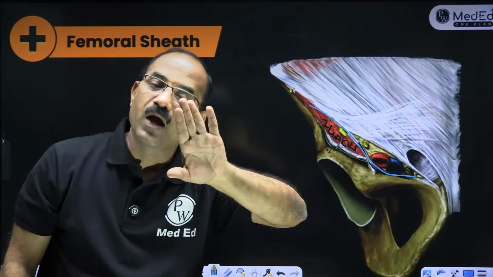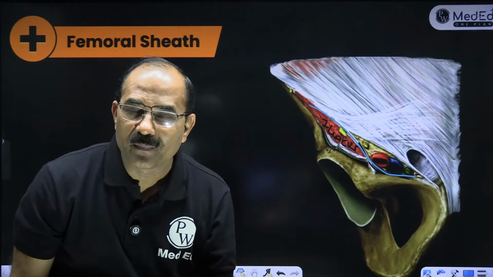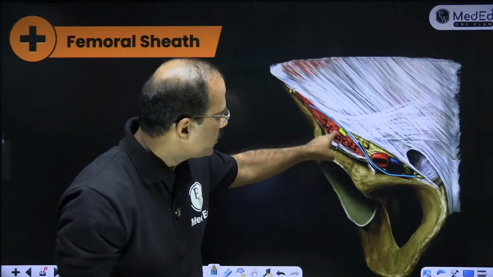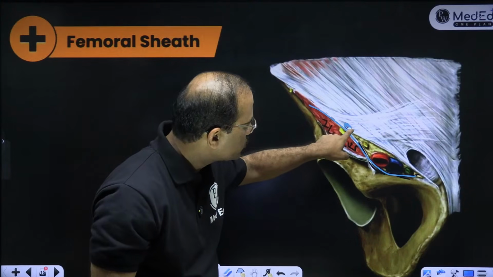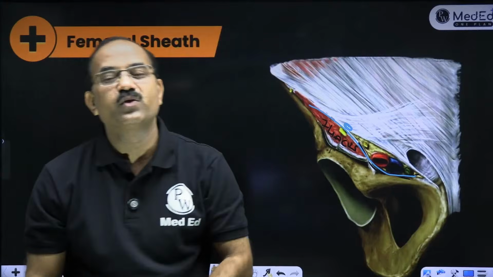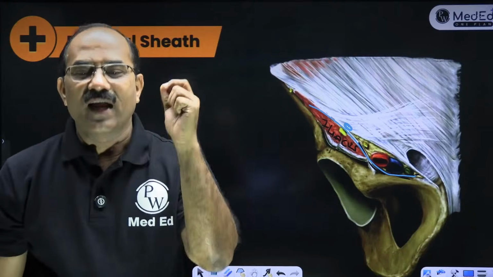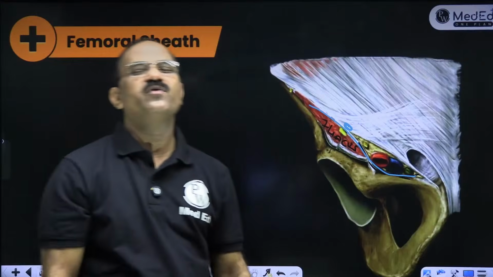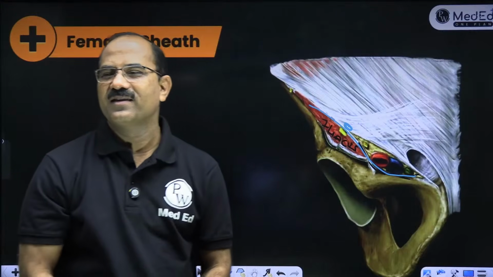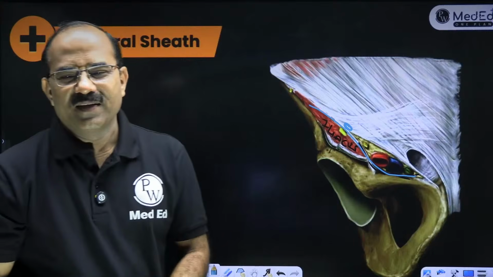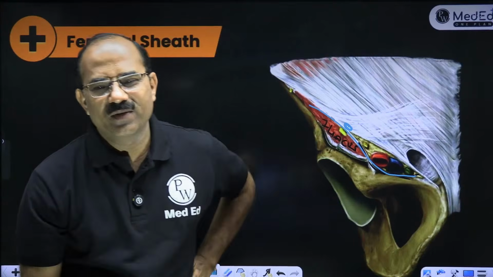That is why it is outside the femoral sheath. Understood? If it has to come into the femoral sheath, it should be lying on the fascia iliaca, which it does not do. That is why the femoral nerve is outside the femoral sheath. Great. Very good, Ahmed.